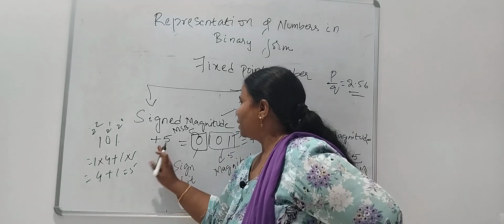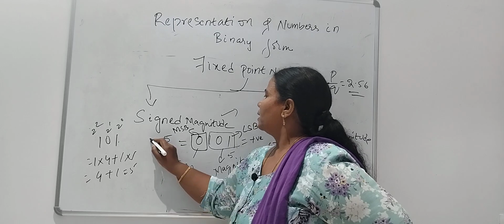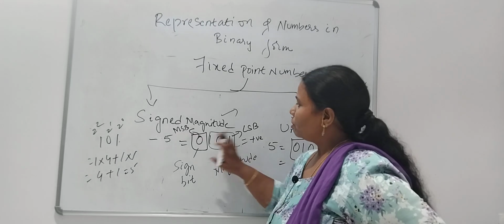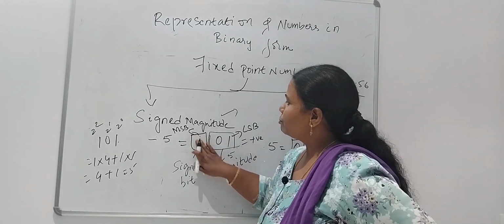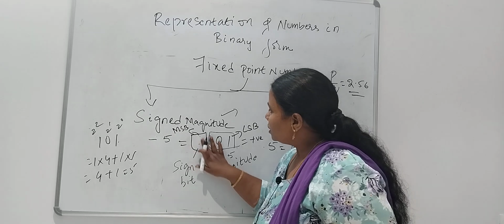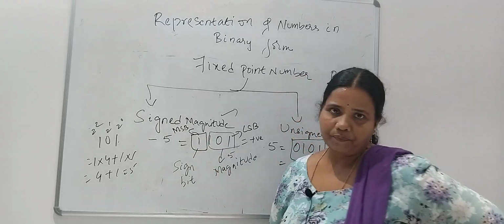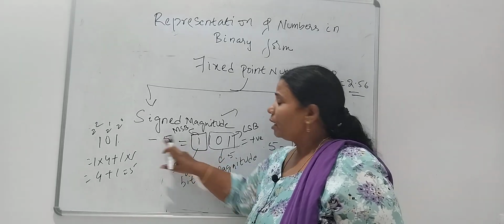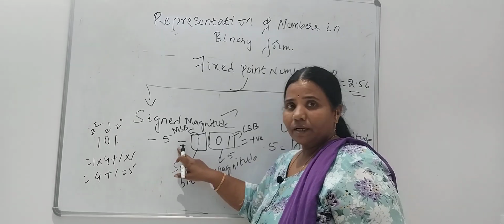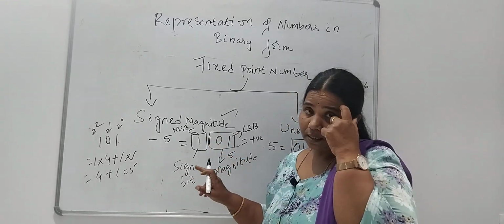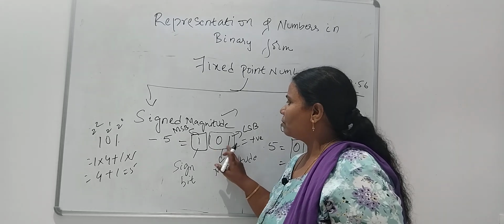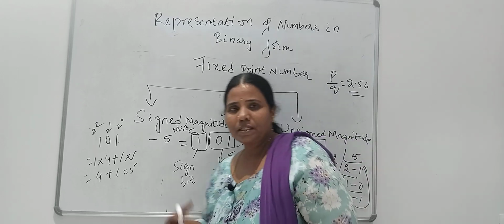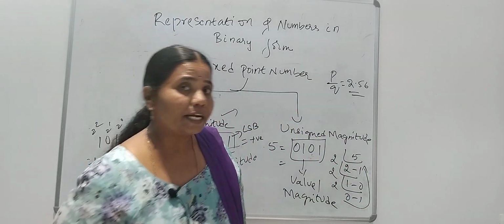Similarly, if instead of plus 5 we take minus 5, then what changes are we going to do? Everything will be the same. Whatever the MSB bit is there, that is nothing but the most significant bit, instead of 0, this is going to hold a 1. Okay. So if the MSB bit holds 1, then that is taken as a negative number. And what will be the magnitude of the negative number? Whatever value the remaining bits hold. That is nothing but 101, that is representing 5. Okay. So in this way you are going to represent the positive numbers and negative numbers.